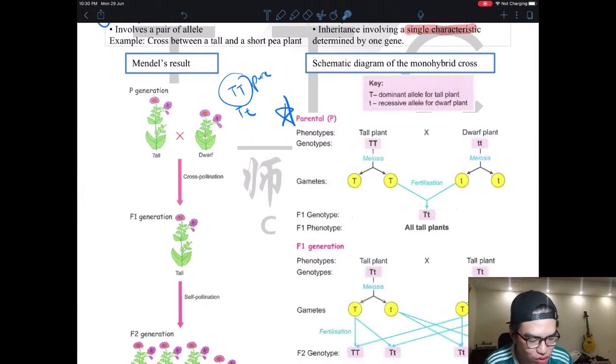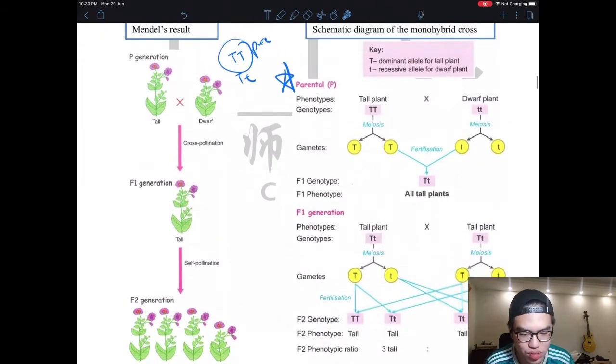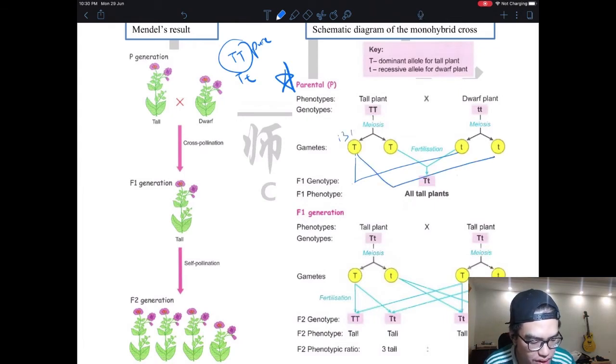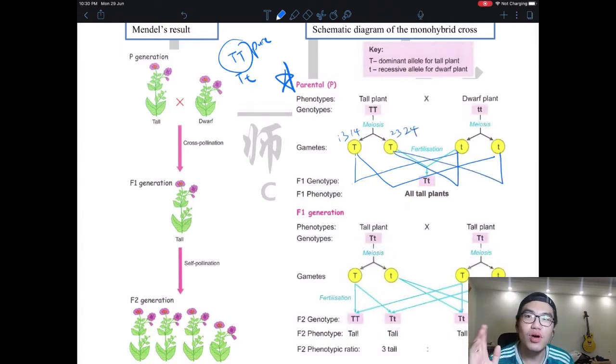So when you cross them together, I don't like to draw it like this because it's too simple. I like to cross it like this. So 1, 3, 1, 4, and then 2, 3, 2, 4. Remember 1, 3, 1, 4, 2, 3, 2, 4. So the first child, can you see, F1 is the first generation.